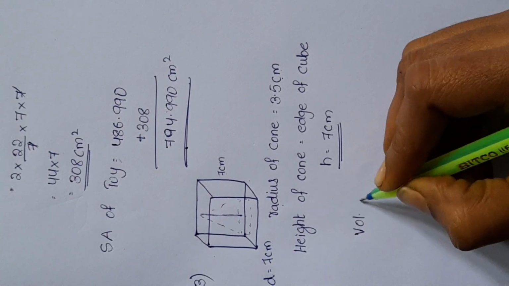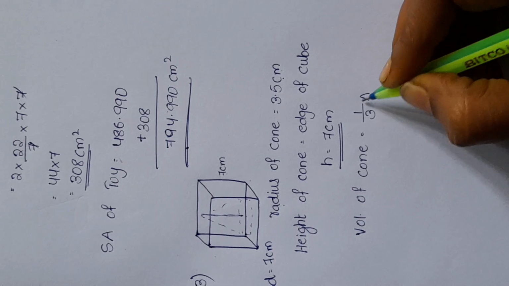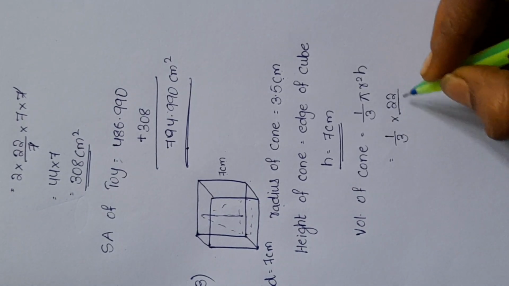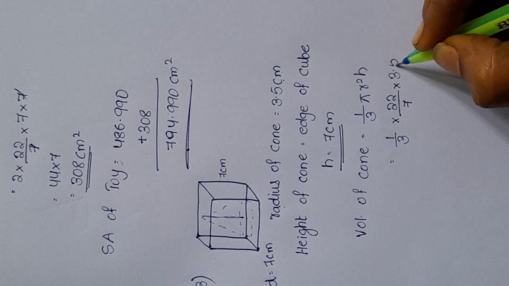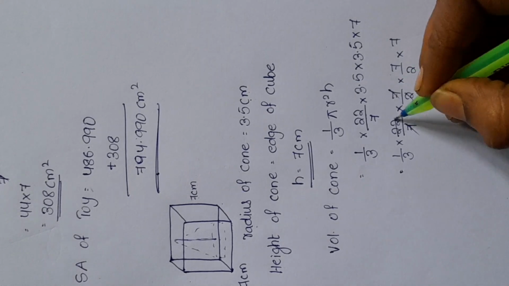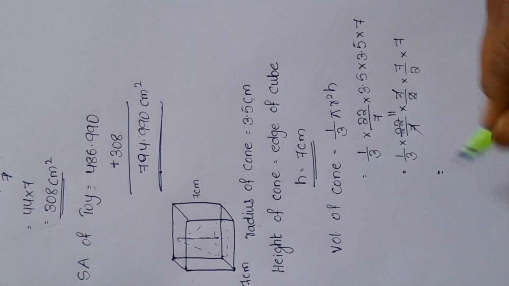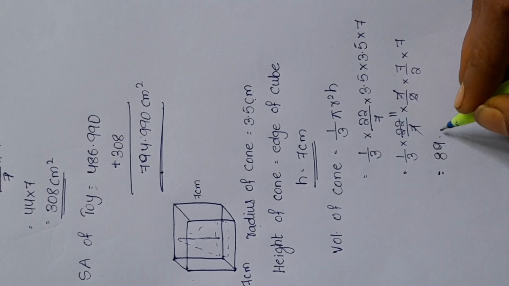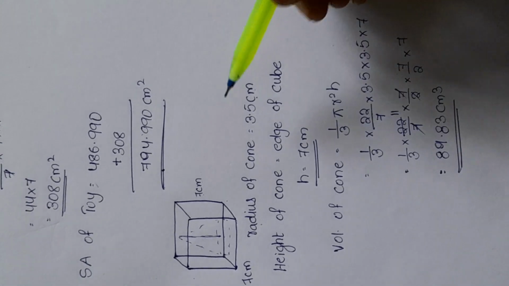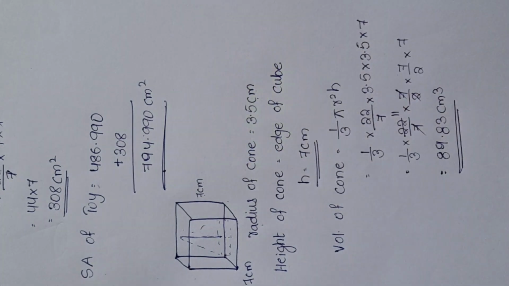Now, the volume of the cone formula is 1 by 3 pi r square h. Substituting the values in this formula, it is equal to 1 by 3 into 22 by 7, r value is 3.5 into 3.5 and h value is 7. Cancelling 7 and 7, 2 11s. On multiplying all these values, we get the volume of the cone as 89.83 centimeter cube, the volume of the cone with the largest volume that can be taken out of the cube of 7 centimeters edge.